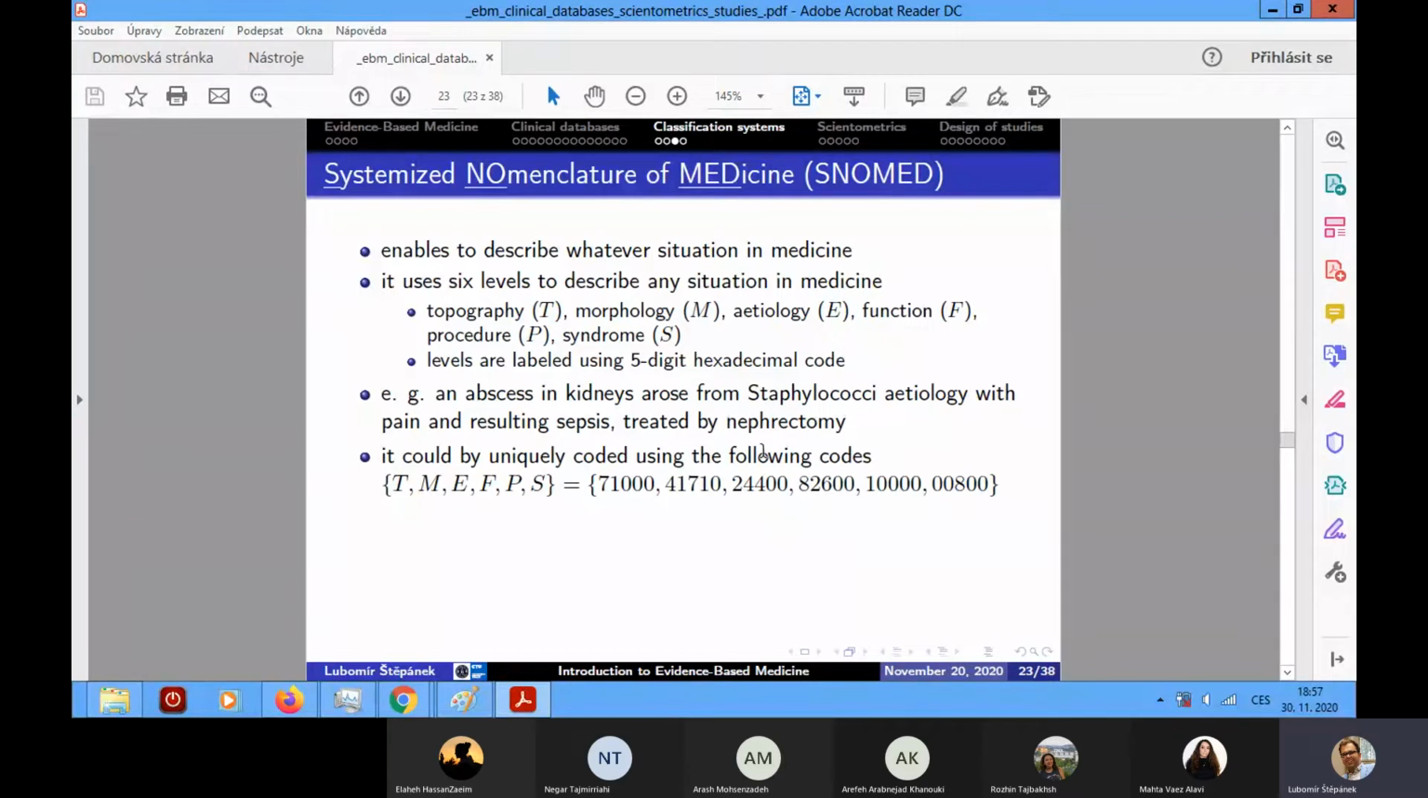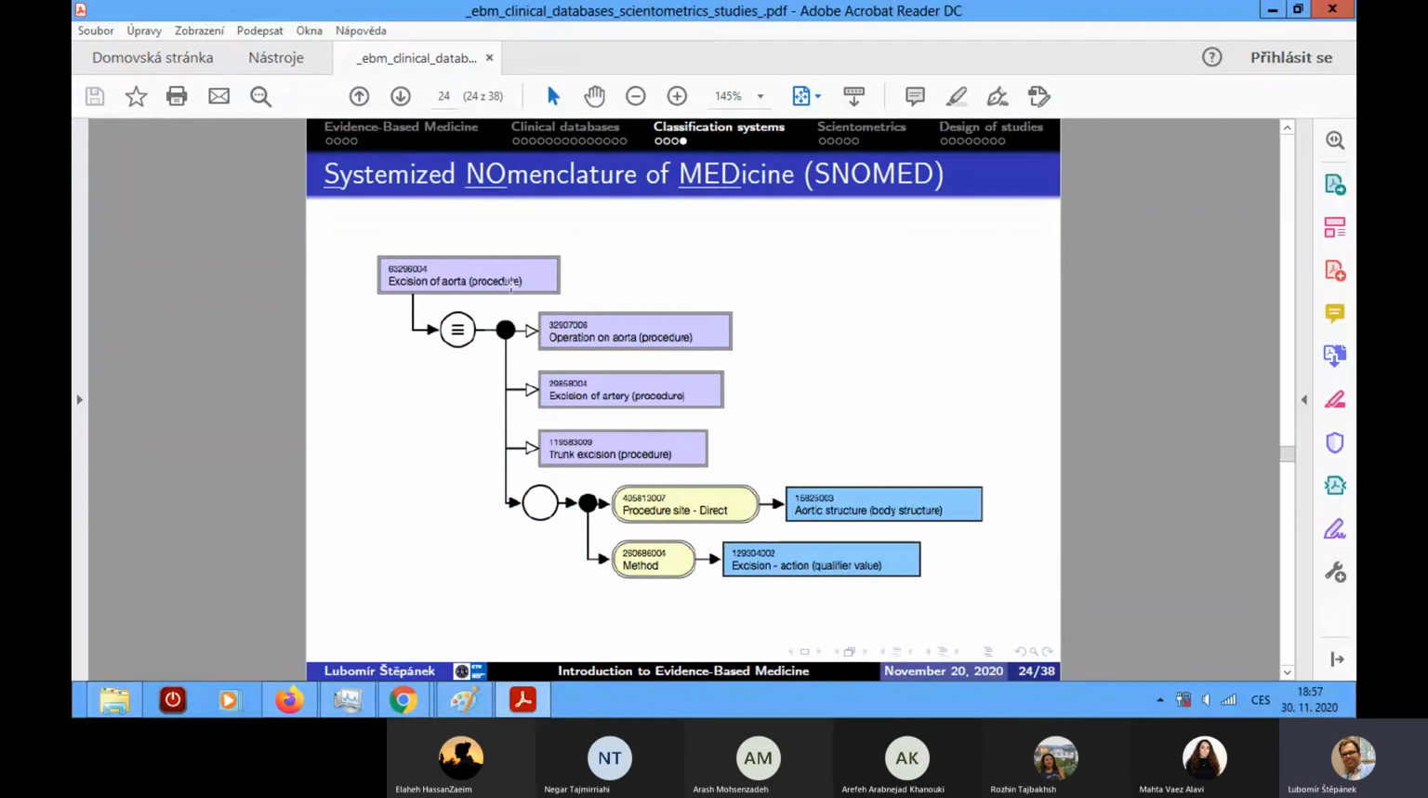SNOMED is slowly being implemented in hospital and other information systems in medicine, as well as in the Czech Republic, in Czech hospital information systems, because it's simply handy. It's able to describe, or it's believed to be able to describe, whatever situation in medicine. So this is about SNOMED.